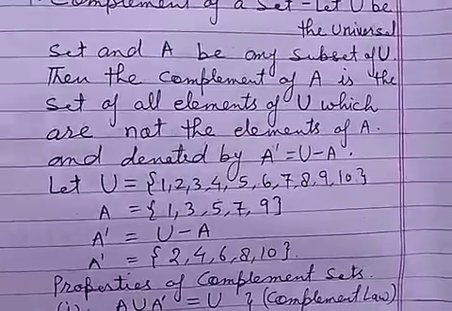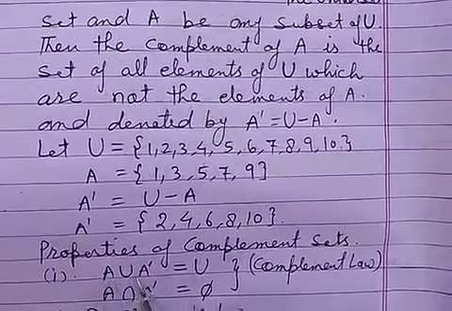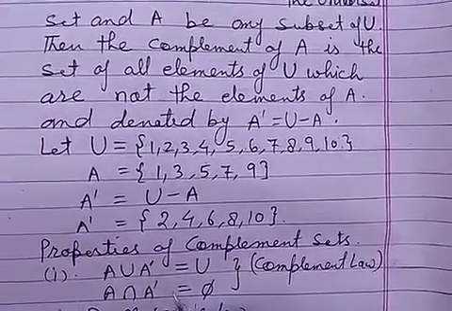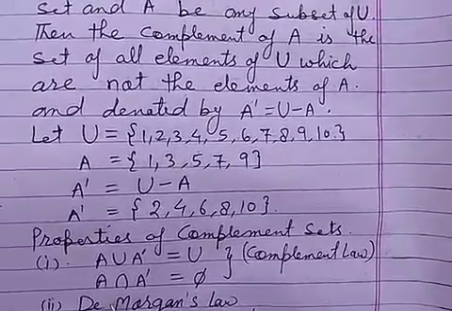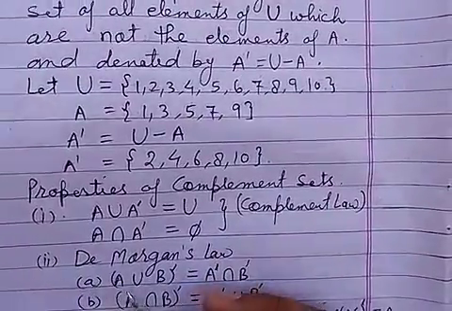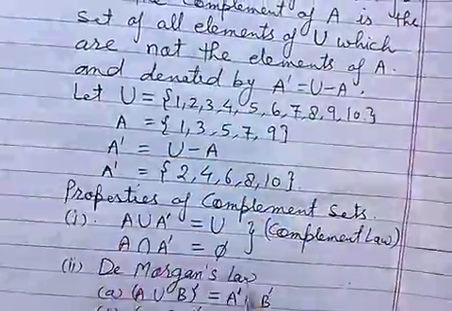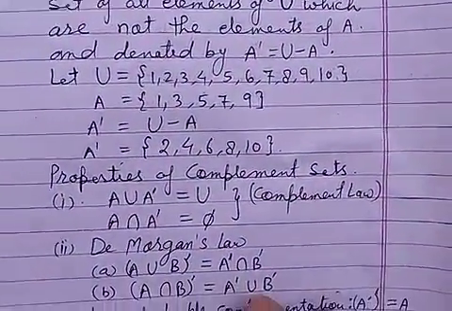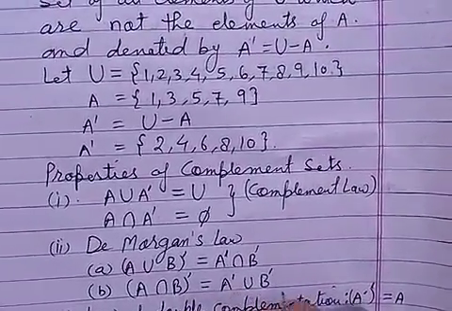Now we have some properties of complement sets. First is A union A dash equals U and A intersection A dash equals phi. These two properties are known as complement law. De Morgan's law. First is (A union B) dash equals A dash intersection B dash. Second property, (A intersection B) dash equals A dash union B dash.